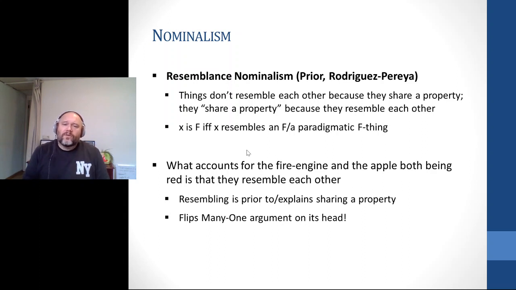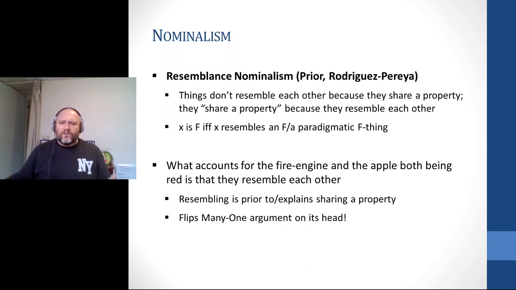Remember, the one over many argument says something like, hey, we have these resemblance things and they cry out for explanation. Something needs to explain them. And properties are the best explanation. The resemblance nominalist says, why think they need explaining? Resemblance facts are the floor. They're the foundation. We're going to use them to explain other things.